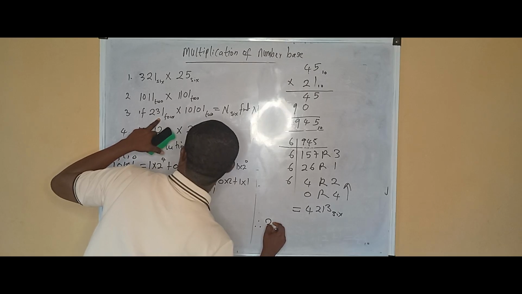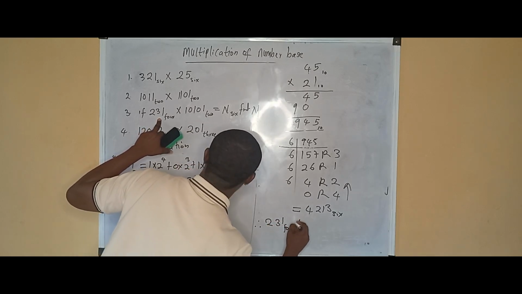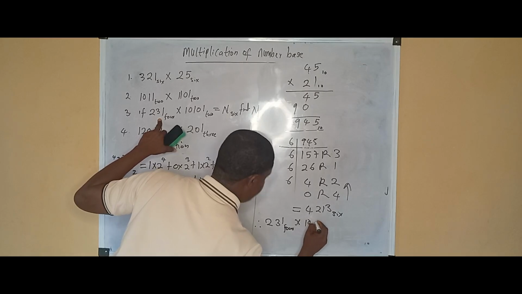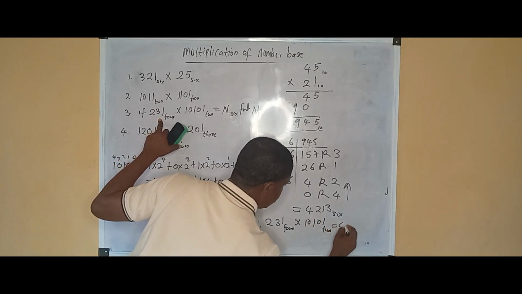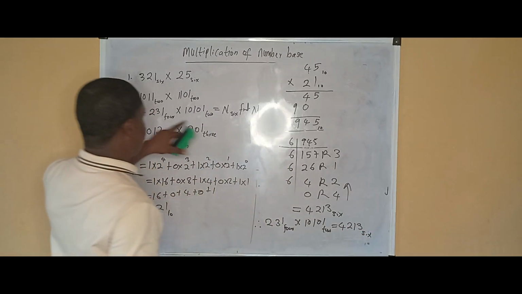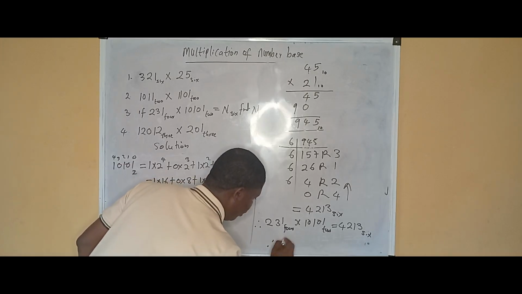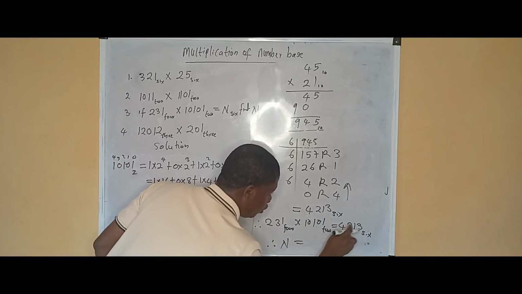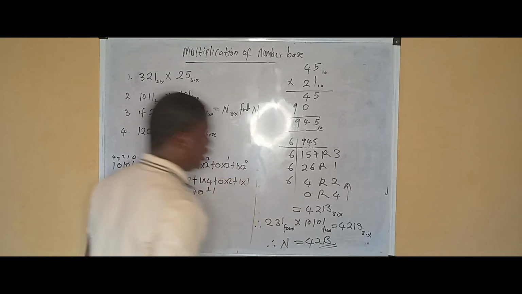So therefore, 231 in base 4 times 10101 in base 2 is equal to 4213 in base 6. They say find n, so our n is equal to 4213. So this is the answer.